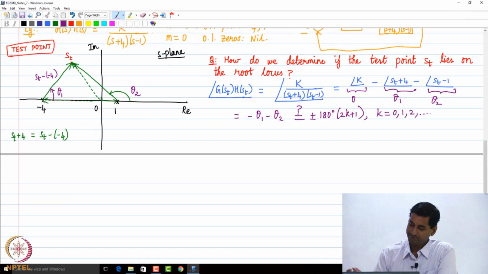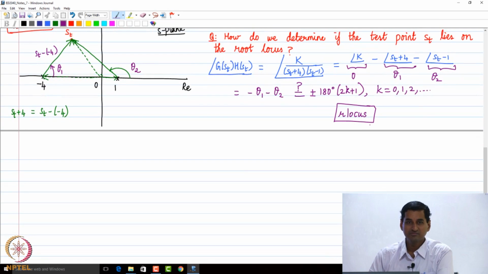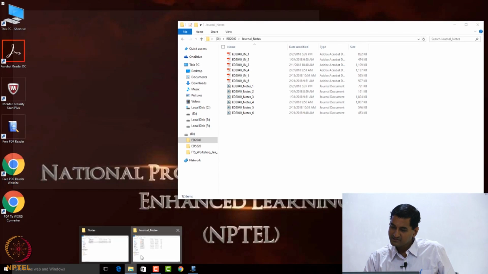Anyway, in MATLAB you will have this command rlocus. If you look it up in MATLAB, the command rlocus is essentially used to plot the root locus of a given open loop transfer function. Now let's go to the document which I uploaded.